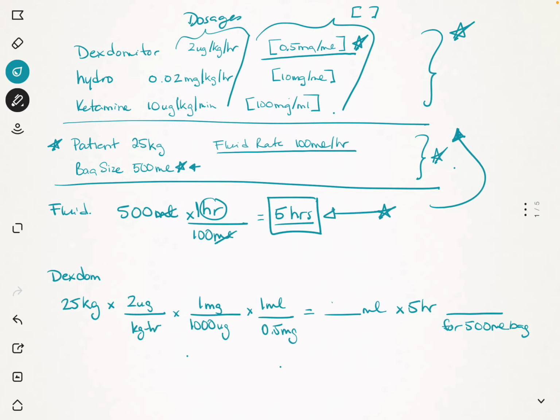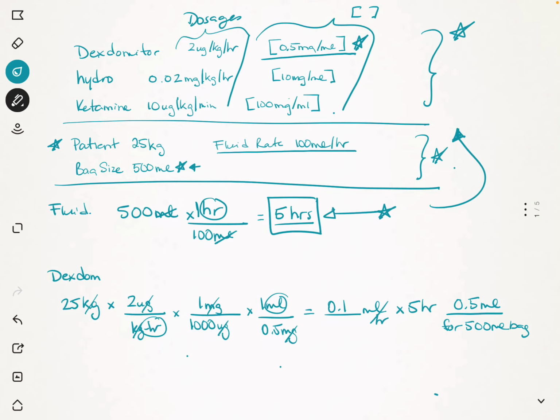0.1 mils. And remember, this is per hour. Put that there. And if we want to make sure that we've set up our equation, let's go ahead and cross out everything that's in the numerator and denominator. So our kilograms is gone, our micrograms is gone, our milligrams is gone, and we're left with mils per hour. So that lets us know that we've set up our equation correctly. So 0.1 mils per hour times 5 hours is going to give us 0.5 mLs.